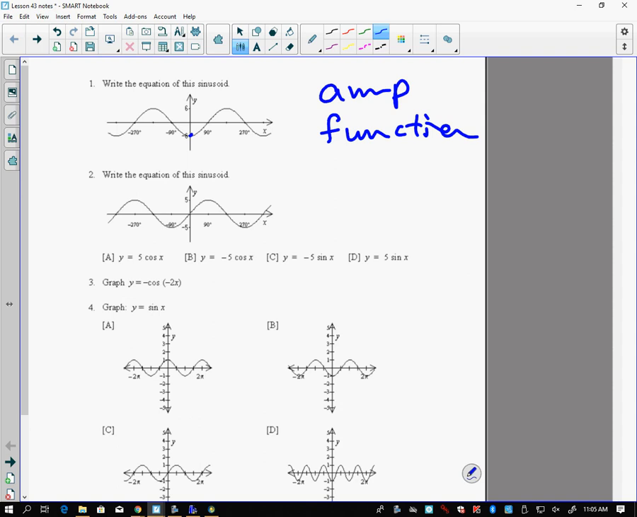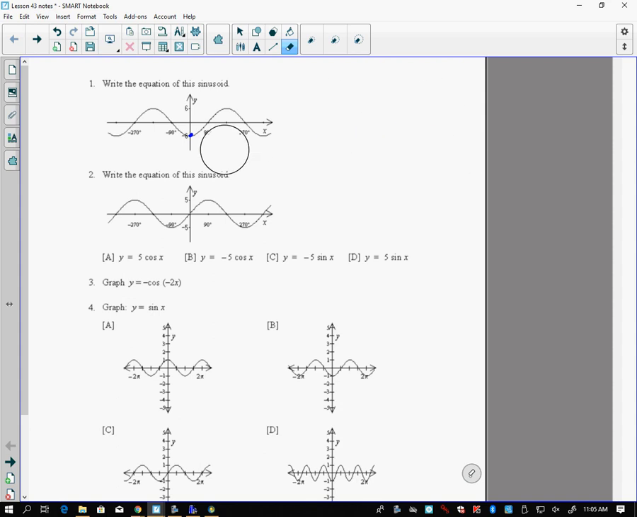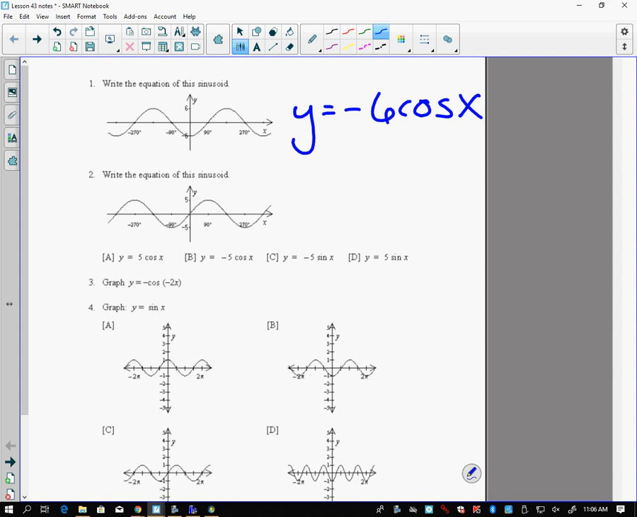All right, so let's look at this first one up here. What is the equation for this first graph? We're going to start off with y equals, what's the amplitude there? -6. And then I want the function. What kind of function is this? Is this sine or cosine? Cosine. And am I using x or theta to represent my wave? x. So negative 6 cosine x.